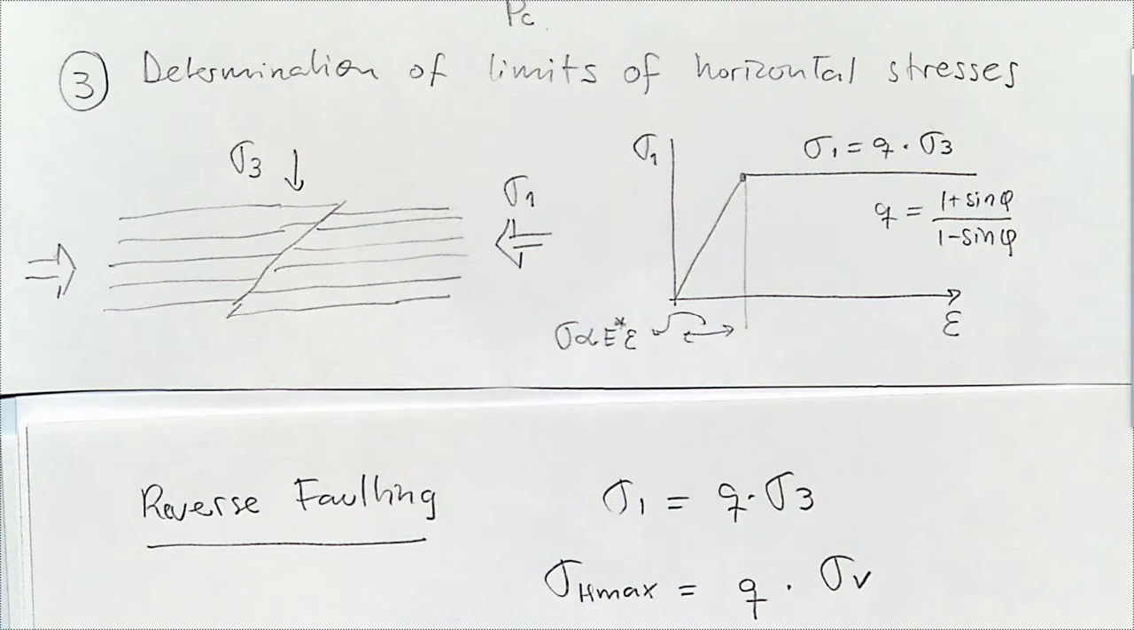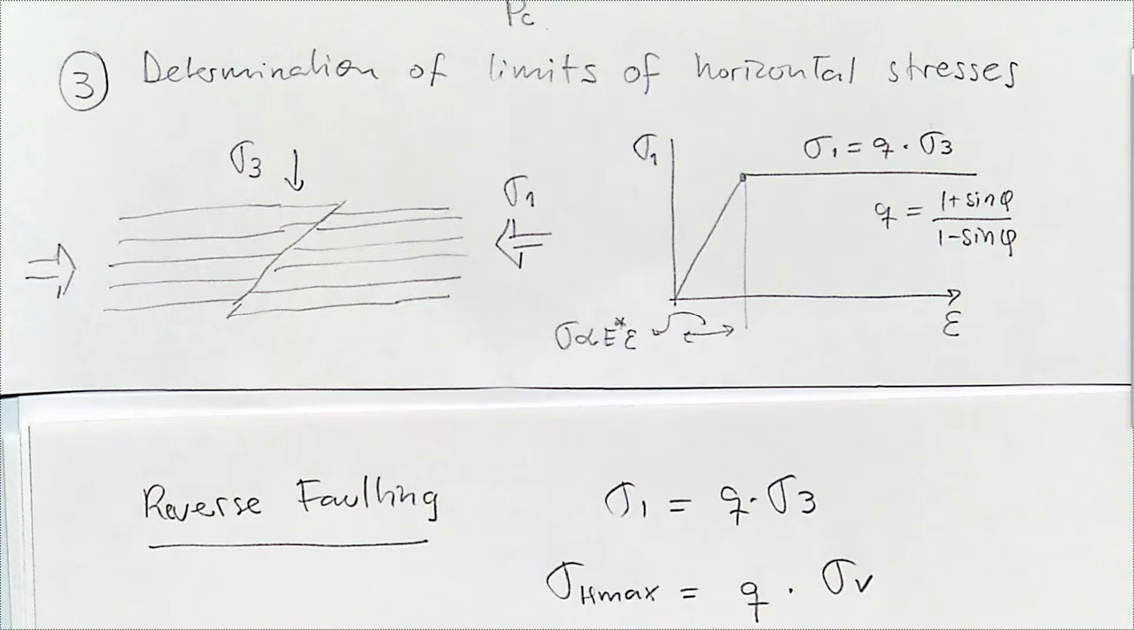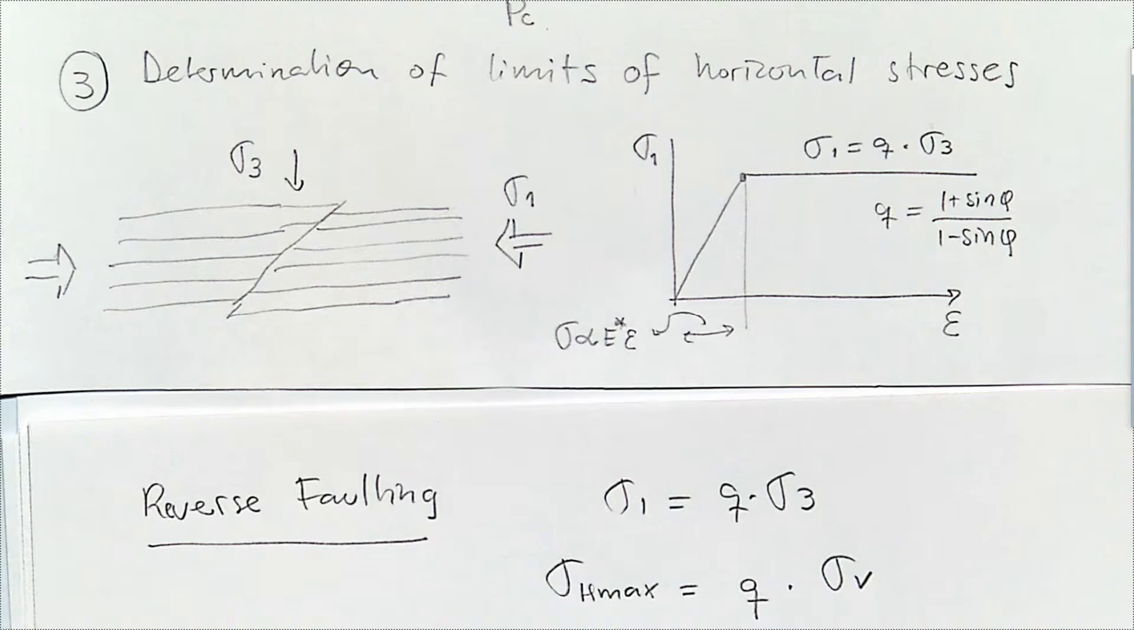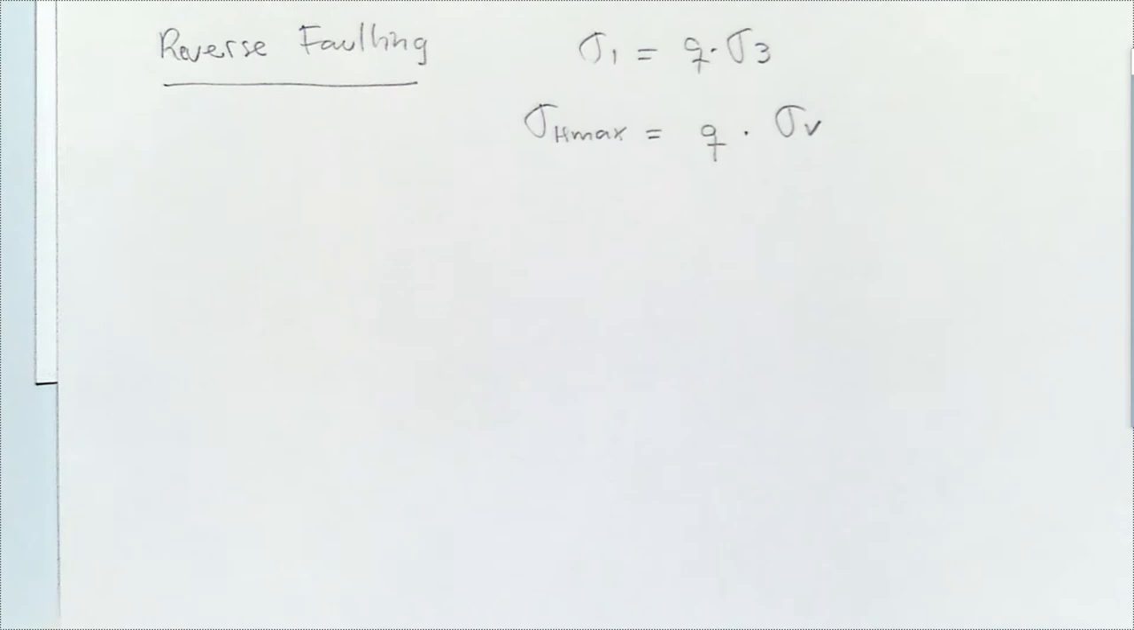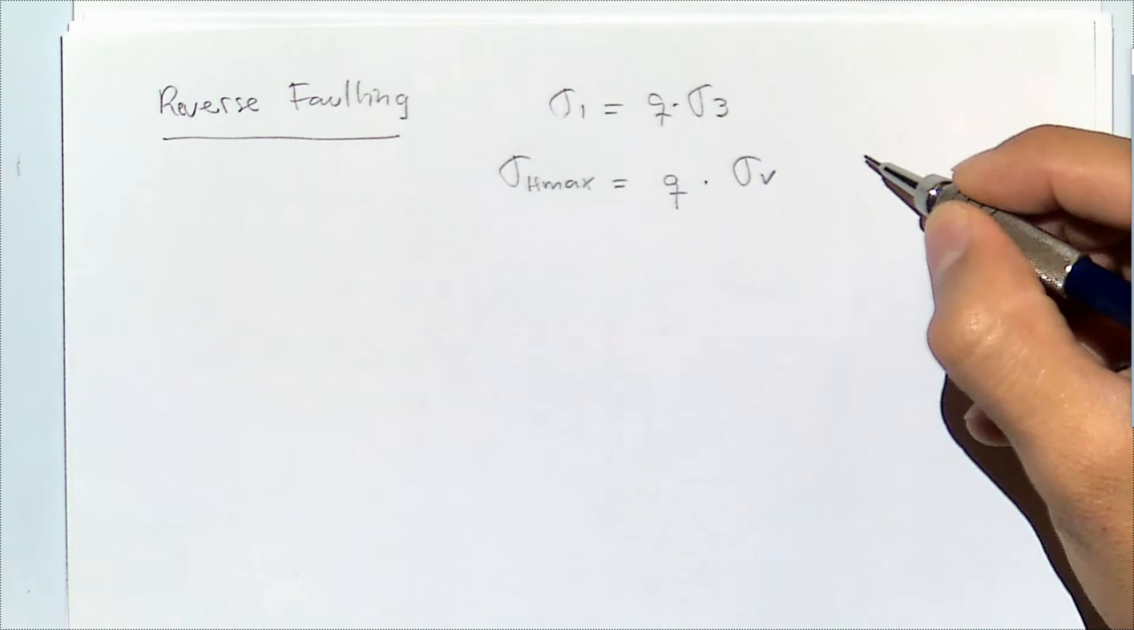And basically what this equation is telling you is that the maximum effective horizontal stress cannot be larger than Q times the effective vertical stress. And if you were to plot what this is as a function of depth, it would be something like this.